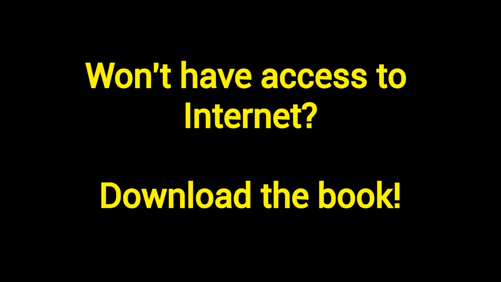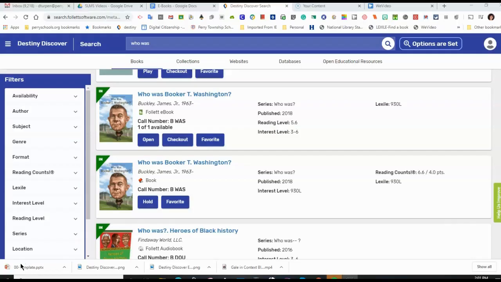If I need to download a book on my Chromebook because my internet is not reliable, I will first have to check out the book while I am connected to the internet. So I'm going to use this example, Who Was Booker T. Washington, and check it out. And then I'm going to open the book.